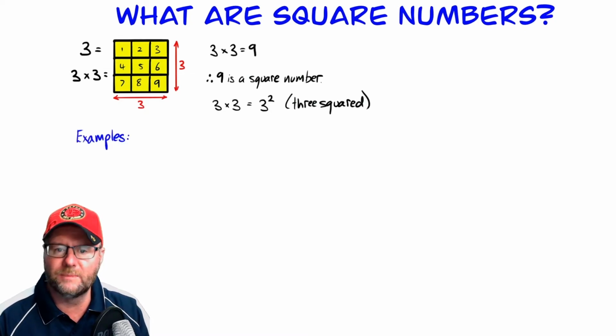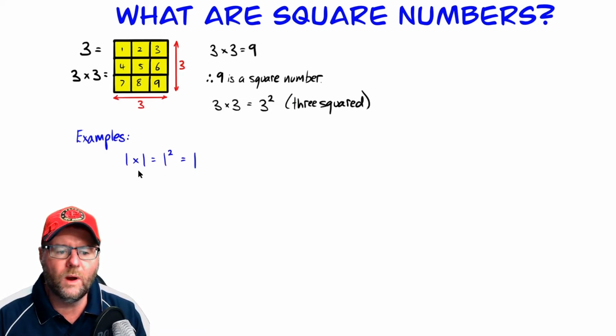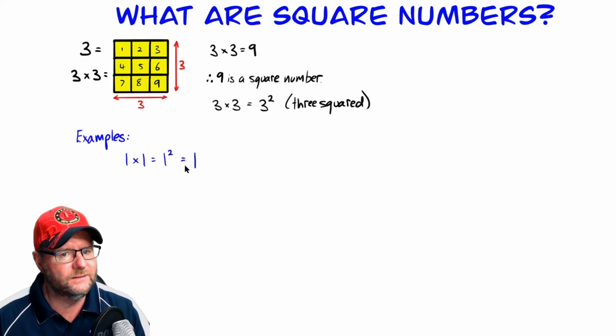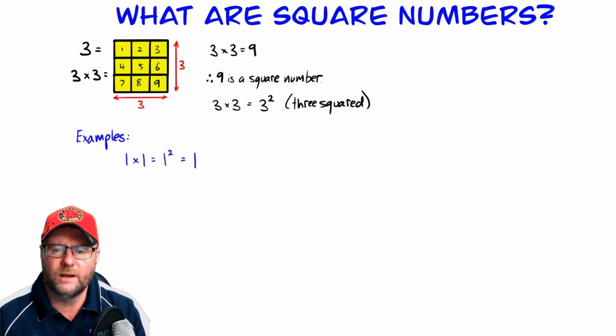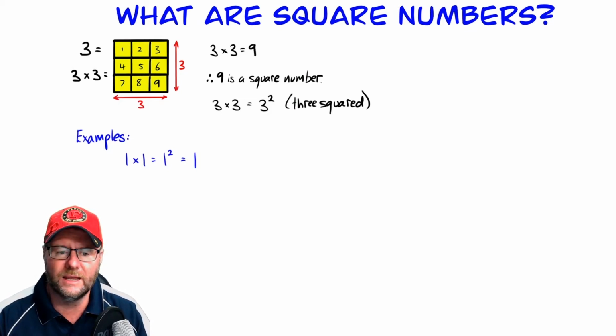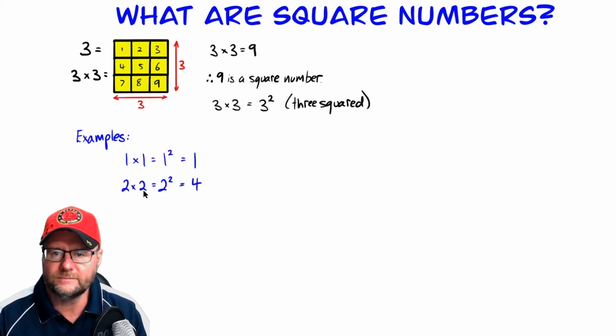Here are some other examples of some square numbers. 1 times 1, I write that as 1 squared. Now 1 times 1, if I've got one lot of 1, and you can check this with your calculator if you need to, it's just 1. So 1 is a square number. It would just be 1 square on its own. 2 times 2, I can write as 2 squared. And 2 times 2 we know is 4.